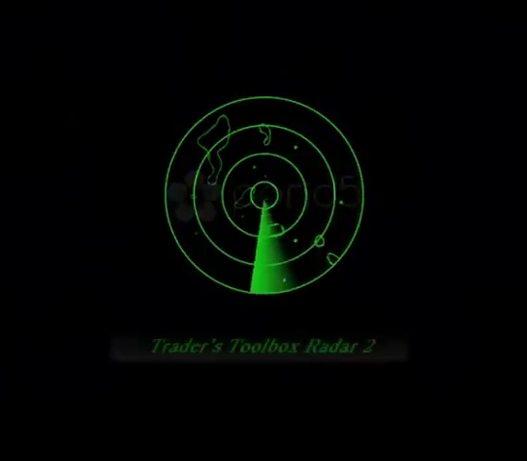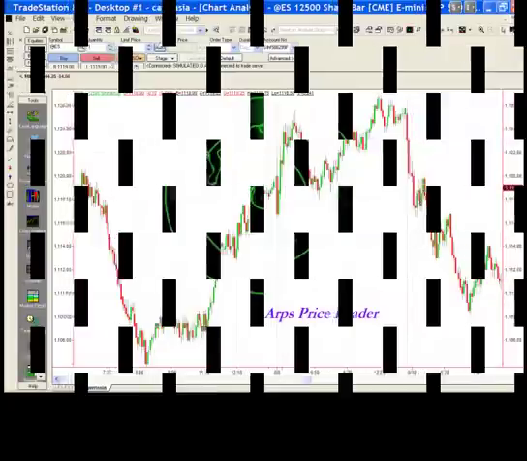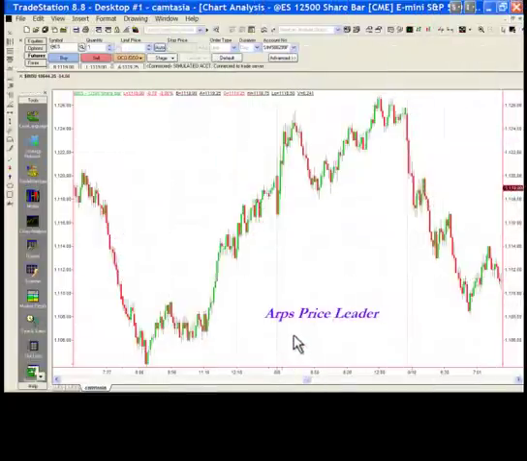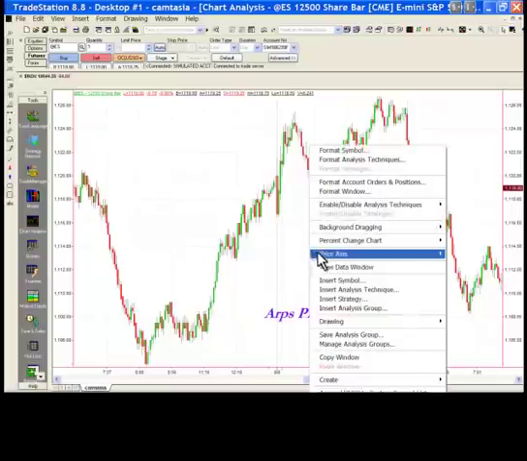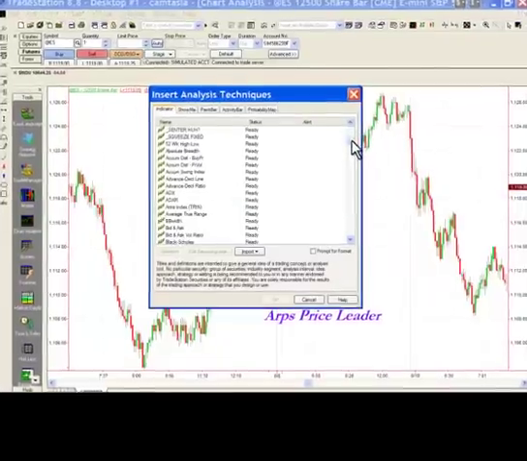Welcome to this short tutorial on the basic use and function of the Trader's Toolbox Radar2 acceleration oscillator, also known as the Arps price leader. These days, it seems there are a plethora of indicators, especially oscillators, on the market which follow price action with one twist or another.